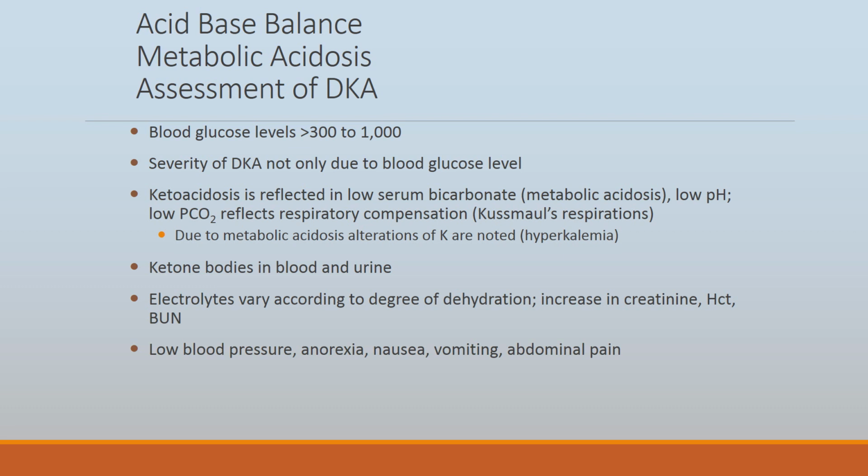Okay, so due to the metabolic acidosis, the potassium is not able to get, well, actually not even due to the metabolic, it's due to the lack of insulin. Potassium isn't able to get into the cell because it's housed into the cell. So a lot of times we'll see hyperkalemia with DKA.